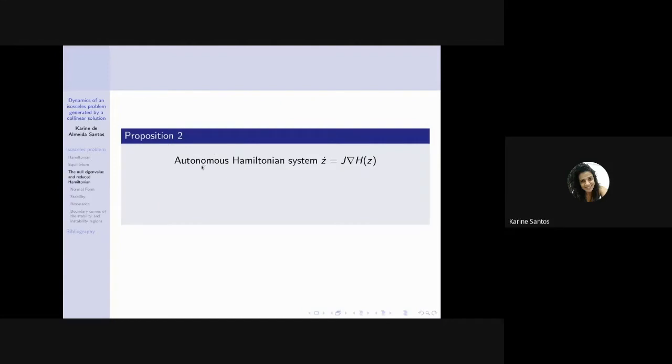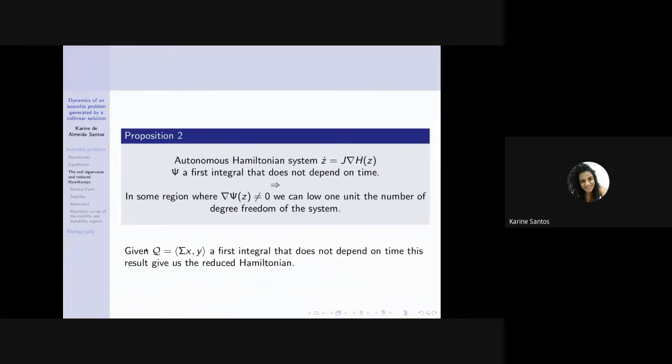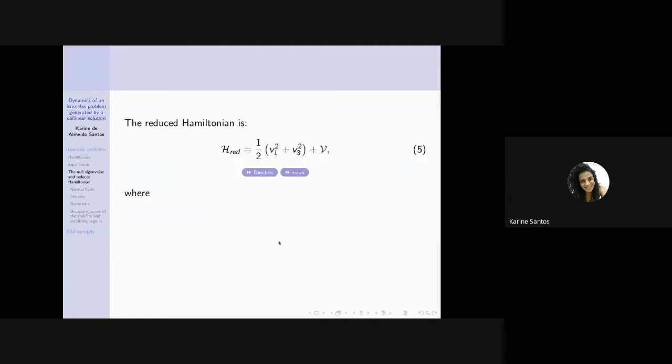So we have one autonomous Hamiltonian system, and psi is a first integral that does not depend on time. So in some region where this condition is satisfied, we can reduce by one unit the number of degrees of freedom of the system. In our case, again, this term is a first integral that does not depend on time. Because of this result, we can reduce the Hamiltonian system. So we had 3 degrees of freedom, and now we have 2 degrees of freedom.